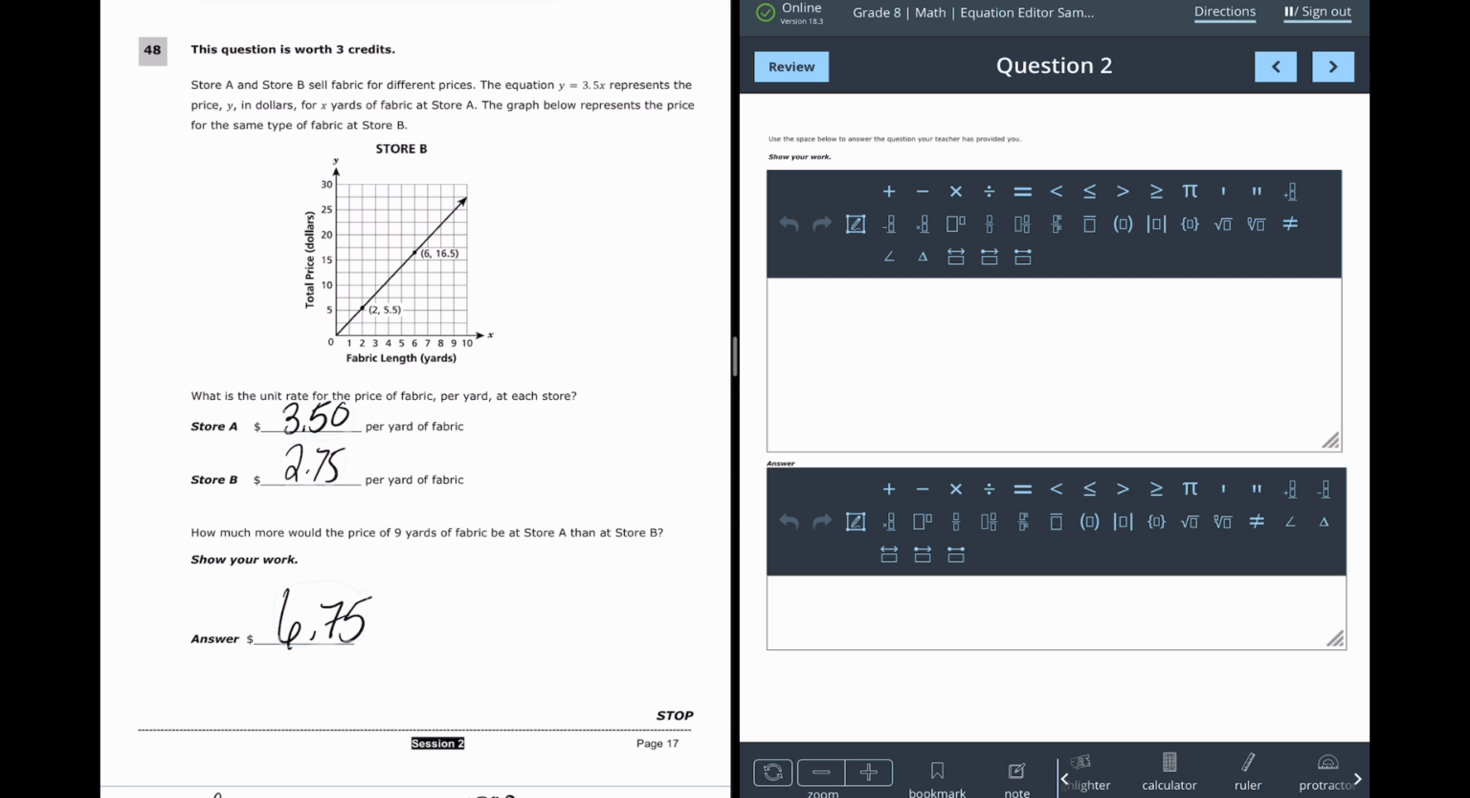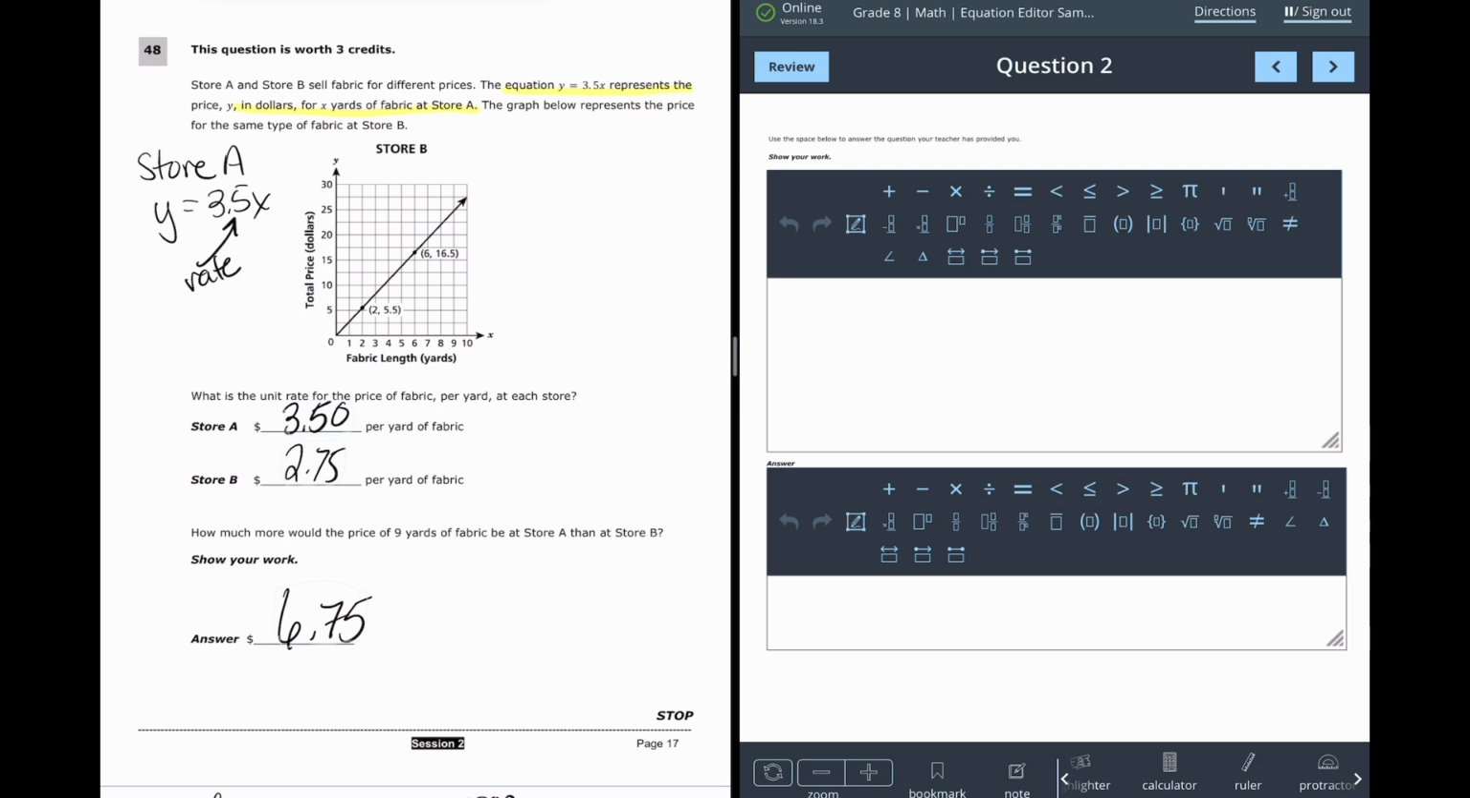Alright, so let's jump in because we also have to show our work. There's a lot that we have to do for these 3 points. We'll start off with finding the unit rate for store A. For store A, we have the equation y is equal to 3.5x. That represents the price in dollars for yards at store A. So my rate is right here at 3.5.